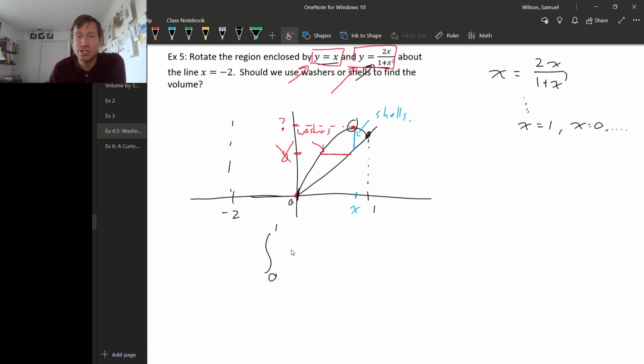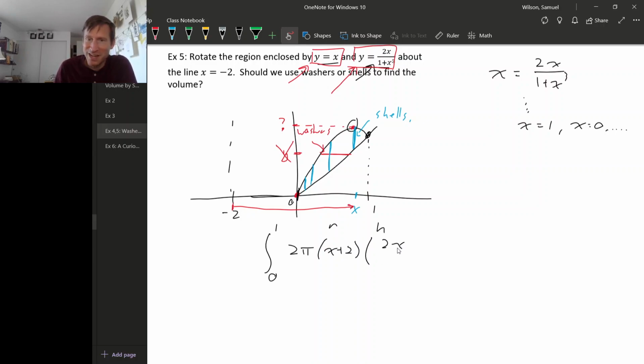So continuing with the shell integral, we'd get 2 pi times the radius, and the radius is the distance from the axis of rotation over to our position x, so that's x minus negative 2, so that's x plus 2, times the height. And the height of one of these line segments is just the top function minus the bottom function. And that's pretty easy to write down. The top function is the weird one. That's 2x over 1 plus x cubed, minus the bottom function, and that's just x, dx.